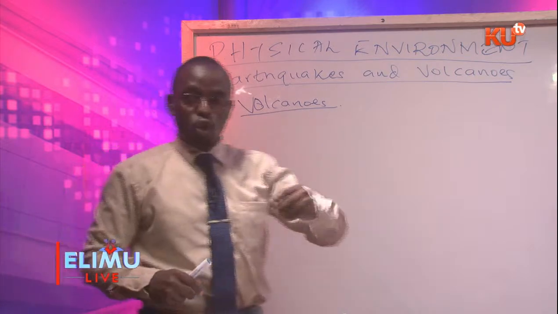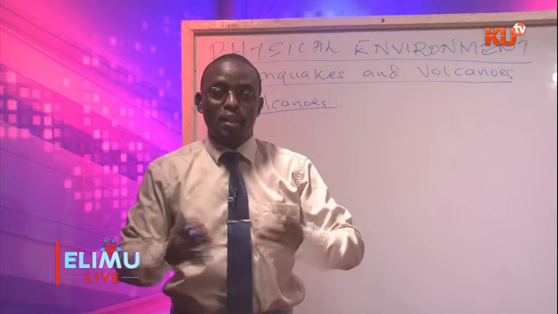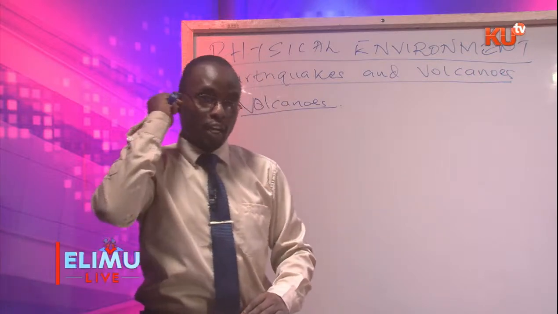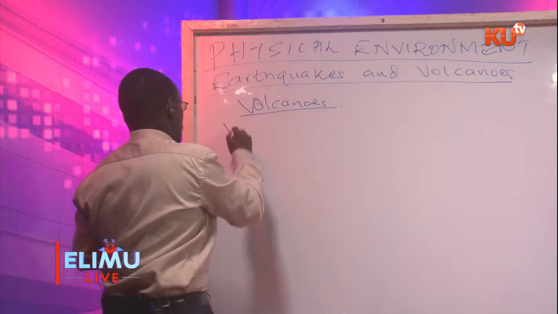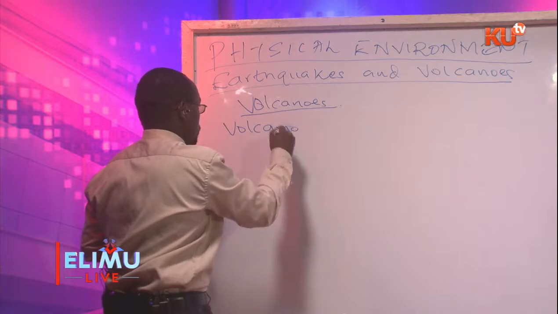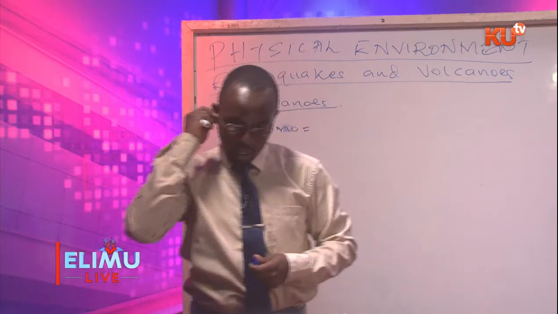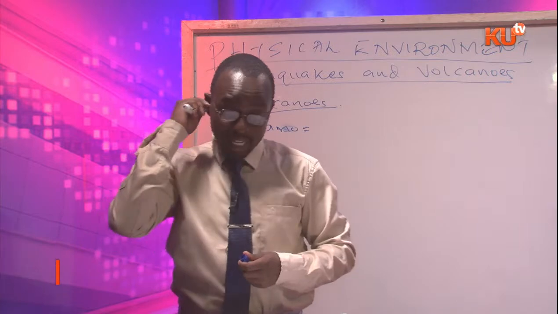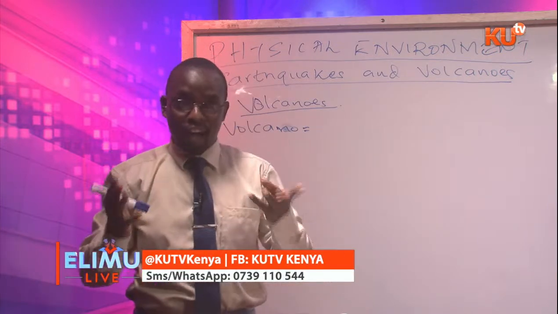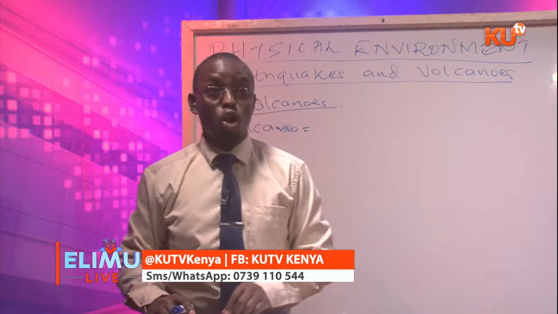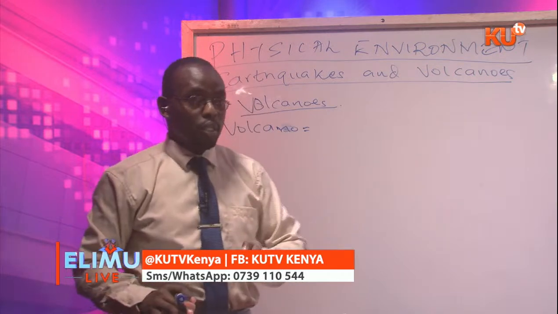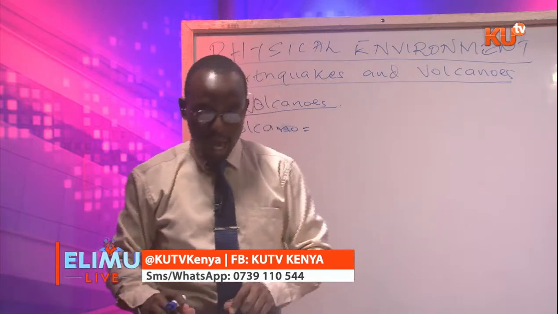But before we continue to know how they occur and where they occur and why they do occur, we need to ask ourselves, what is a volcano? Now, a volcano is an opening on the Earth's surface or on the Earth's crust through which hot molten magma comes out towards the Earth's surface.